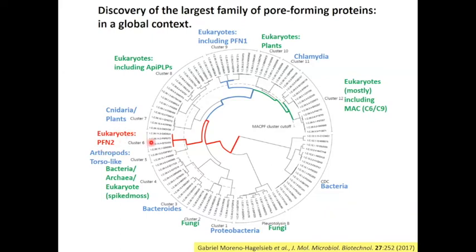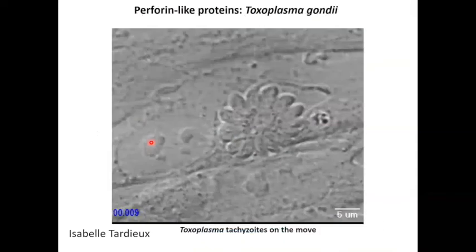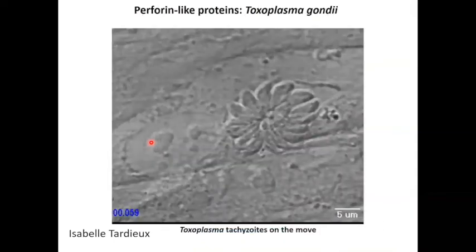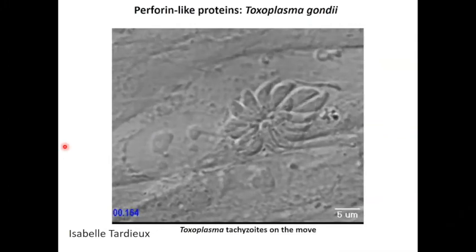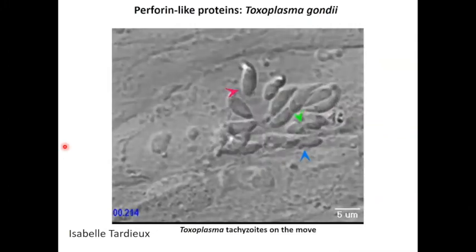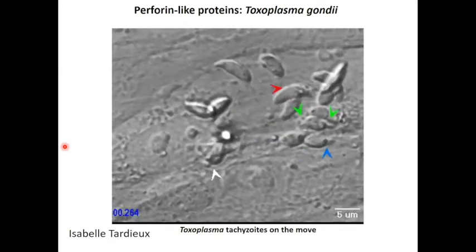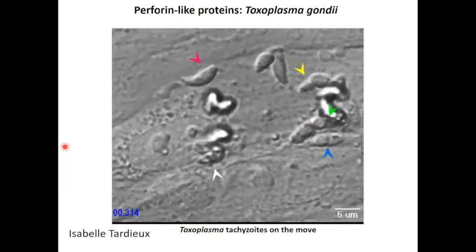So, I'm now going to go on, and you'll see this slide again shortly, because it gives a sort of global picture of all this family of proteins that we're talking about. But I now just want to look at one or two examples of how these proteins act. So this is Toxoplasma gondii. It's a parasite which causes disease, particularly in the immunocompromised, for example. And they produce a perforin-like protein, which we've done some work on.